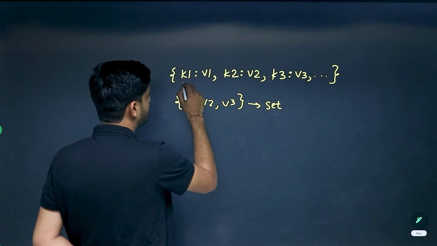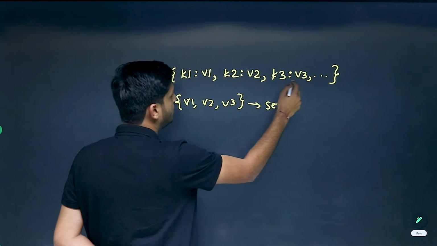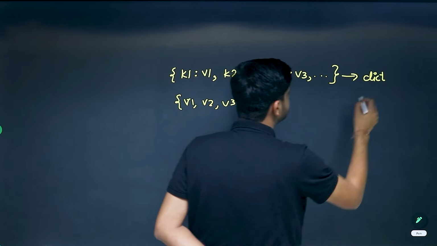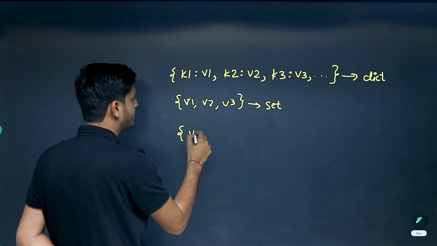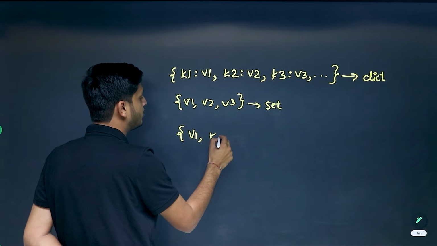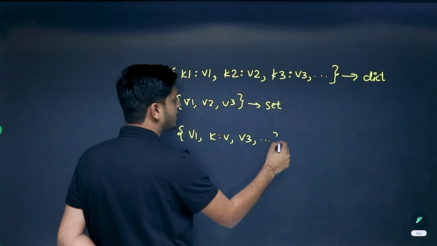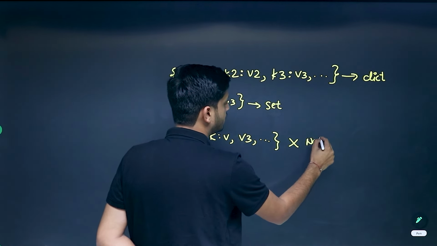But if you write key colon value, key colon value, key colon value like this, it will create a dictionary. And you have to be consistent. You cannot write like this: one is a value and then another is a key value pair, then another you have a value like this. This is not allowed. This is not allowed.